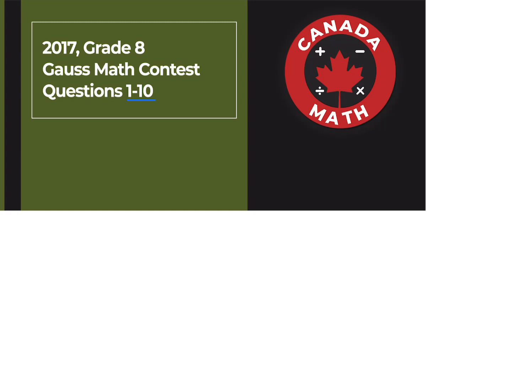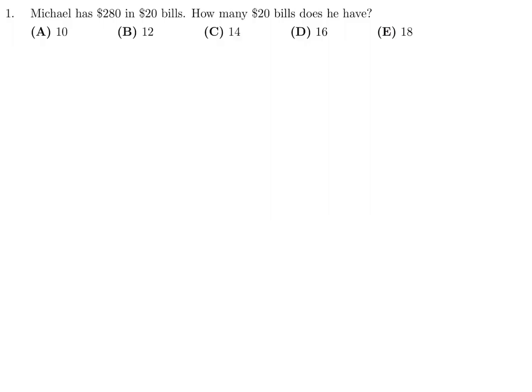Questions 1 through 10 on the 2017 Grade 8 Gauss Math Contest. Michael has $280 in $20 bills. How many $20 bills does he have? You would take the $280 that he has, divide by the 20, and that would give you the number of bills. So in this case, that is 14. And that's it. So number 1, the answer is C.